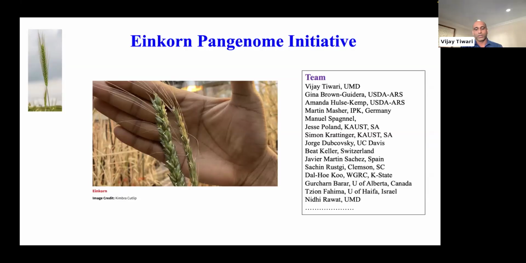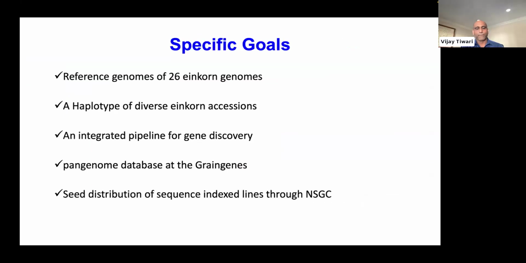So right now we have about 20. The goal of this whole consortium is to put together reference genomes of 26 einkorn genomes as telomere-to-telomere assemblies, and then we will be developing a pan-genome and haplotype map of all these 320 diverse einkorn accessions. We will develop an integrated pipeline by connecting these hap maps with the 1500 einkorn wheat accessions that we have using genomic imputation, and the databases will be available at GrainGenes, and seeds will be distributed through NSGC.